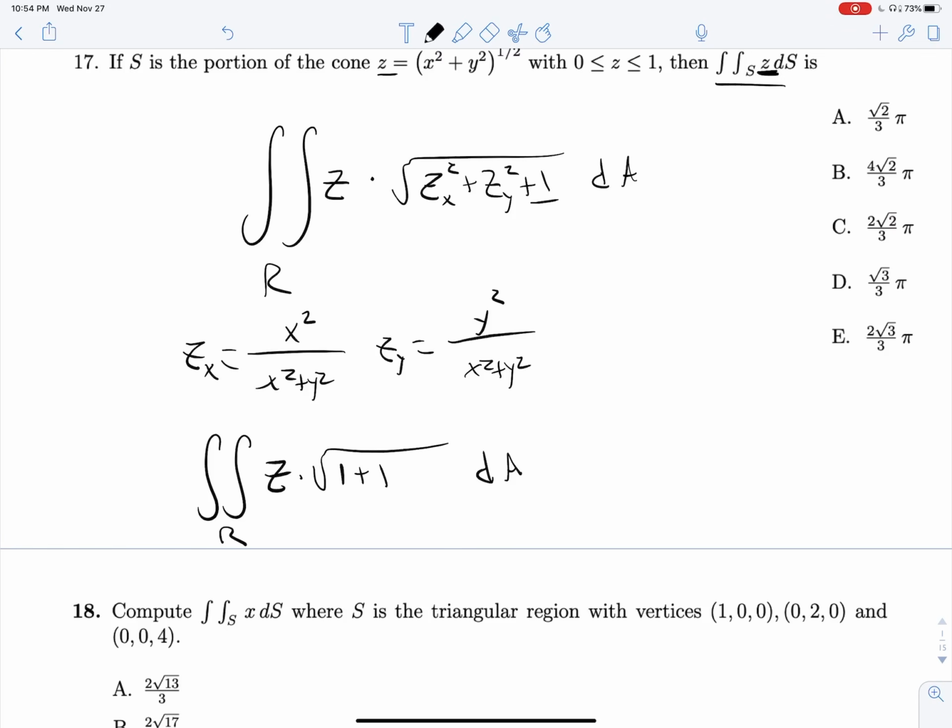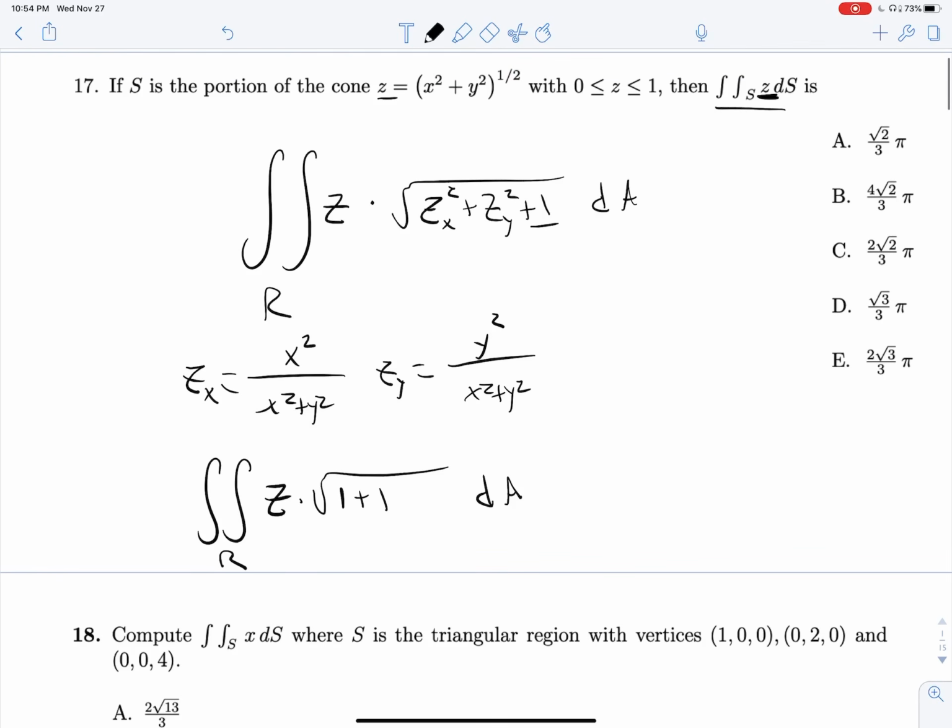And then finally, since we know that we're going to be taking a look at the xy kind of shadow of this cone from z equals 0 to z equals 1, that's just going to be the circle with radius 1. So instead of replacing z with x squared plus y squared to the 1/2, we know that that's just going to be r squared to the 1/2, which is just going to be r. So now we can change this to a polar integral, r dr d theta, where r runs from 0 to 1 and theta runs from 0 to 2 pi.